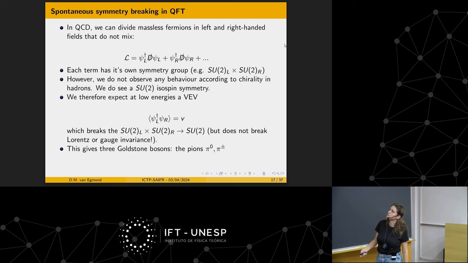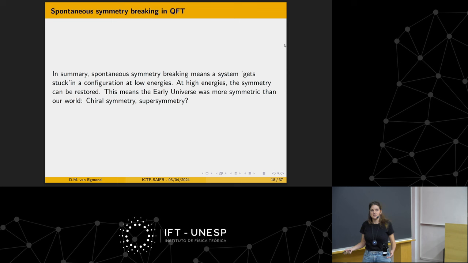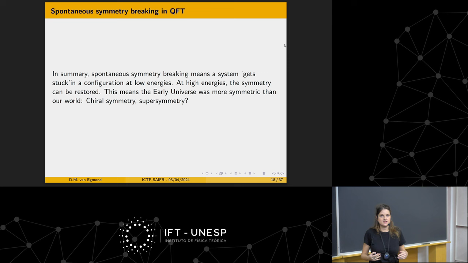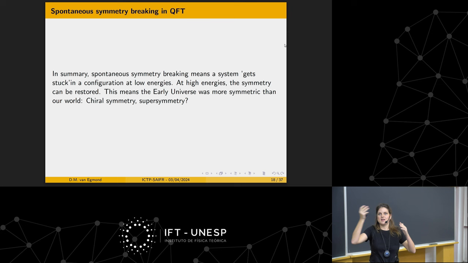Okay, so in summary, spontaneous symmetry breaking means that the system gets stuck in some kind of configuration at low energies, while at high energies, it could move around its symmetry freely. So at high energies, we expect certain symmetries to be restored. For example, chiral symmetry, we expect that there is some energy level at which this symmetry is restored.